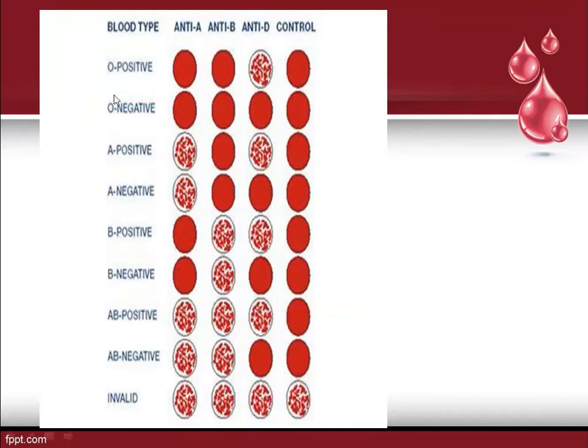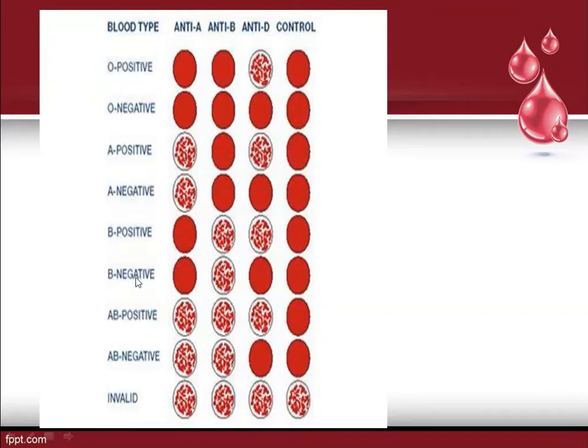Now next one is O negative. In O negative, agglutination or clumping is absent in anti-A, anti-B and the anti-D. A positive, in that clumping is in anti-A and the anti-D and absent in the anti-B. A negative, it means clumping only in the anti-A and absent in the anti-B and the anti-D. Next one is B positive, in that clumping in anti-B, anti-D and absent in the anti-A.